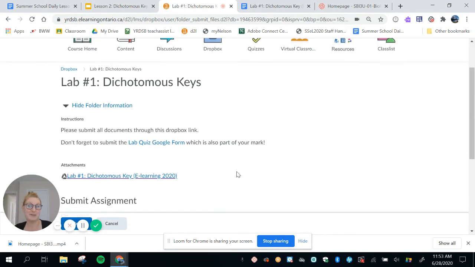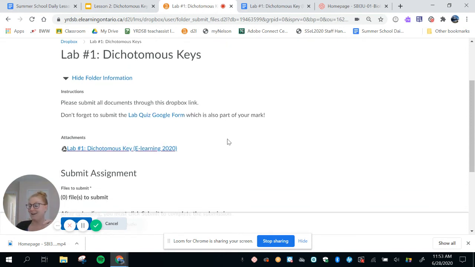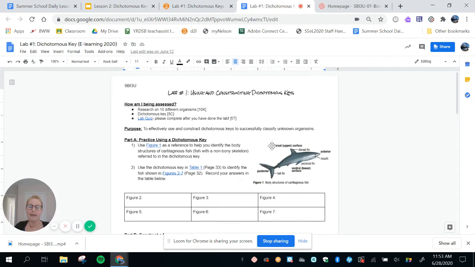and you'll see some instructions from me. So it says, please submit all documents through this Dropbox link and don't forget to submit the lab quiz Google form, which is also part of your mark. So right now, I have not done any labs, so I don't want to start with the lab quiz. That makes sense, I think. I'm going to click actually onto this guy, which is the Google Doc version. And I want to just point out a few things to you just because this is our first lab together.